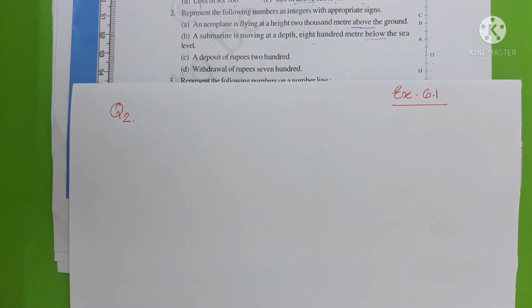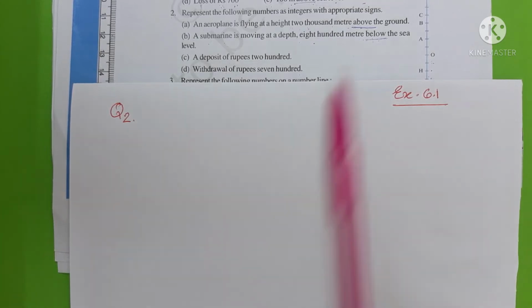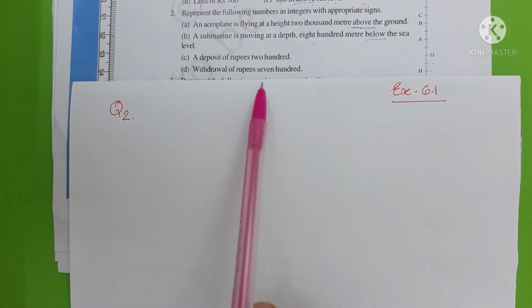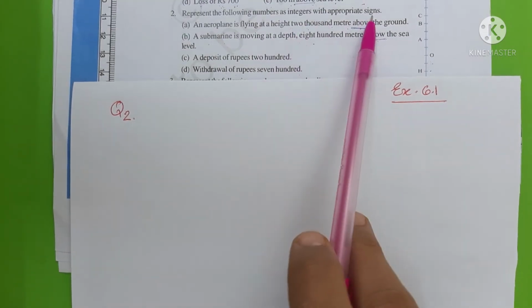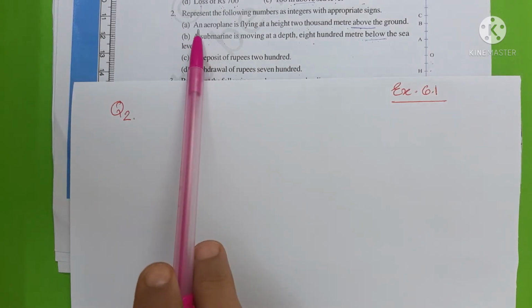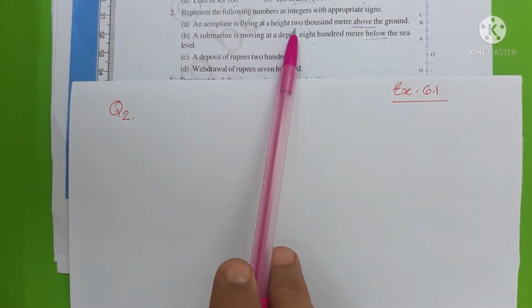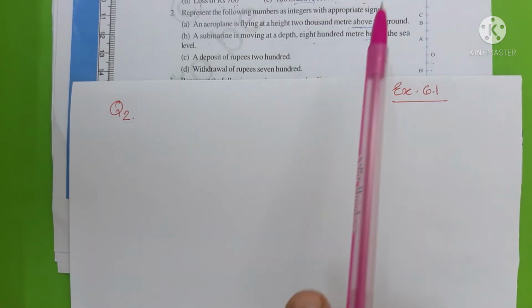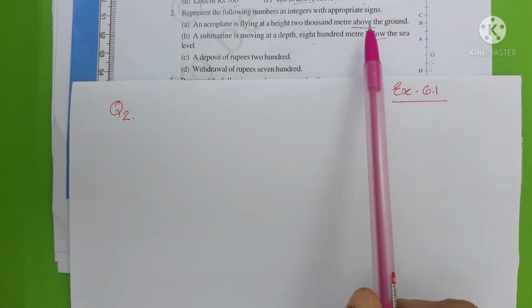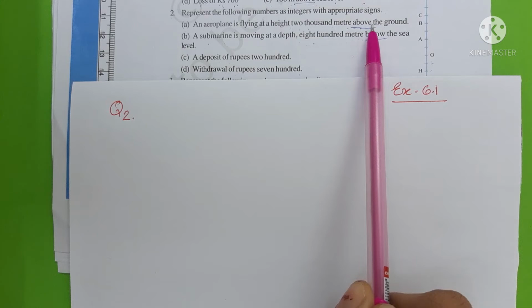So, question number 2. Represent the following numbers as integers with appropriate sign. So, here we have 4 statements. We can write these statements as integers with appropriate sign. First of all, an aeroplane is flying at a height 2000 meter above the ground level. Okay, so one keyword is present in this question, that is above.